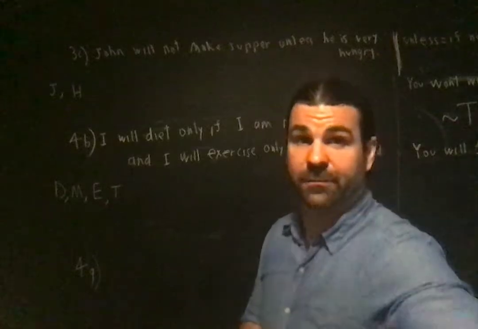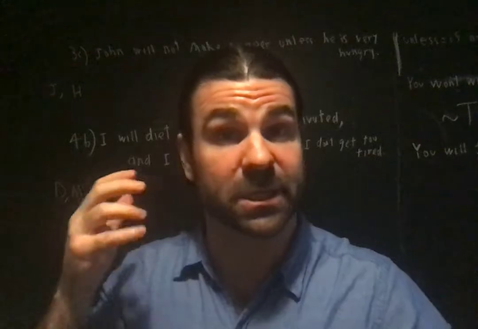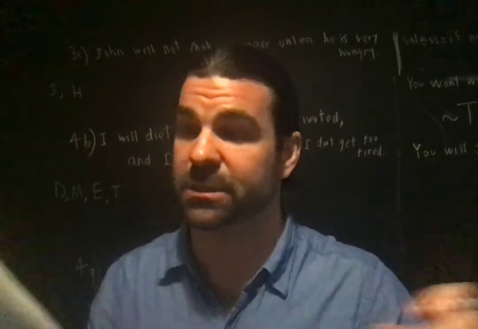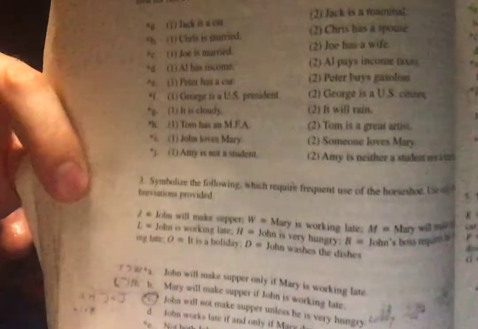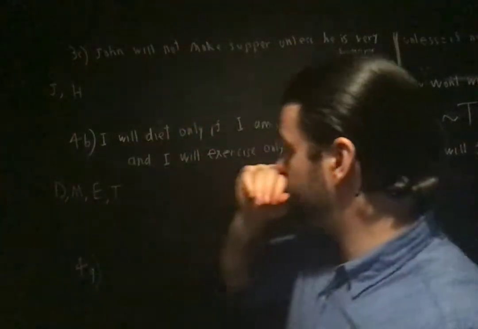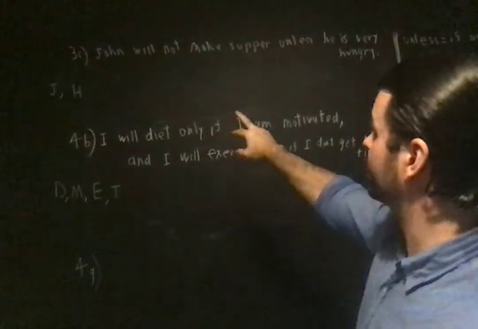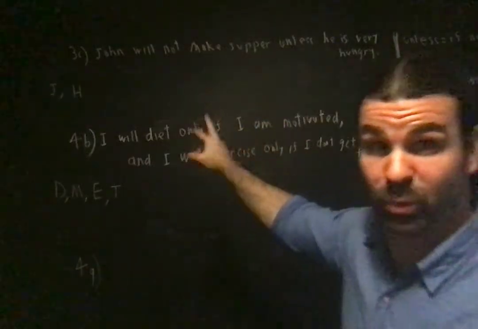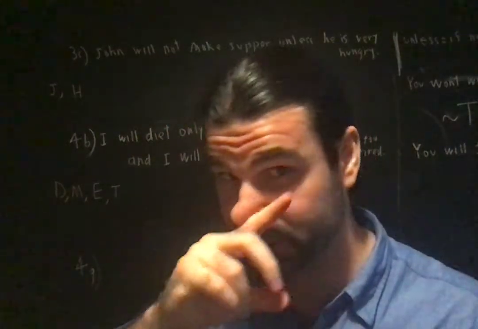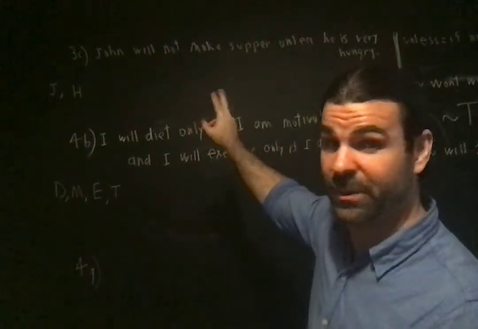Step 1, identify the simple components and abbreviate them, although here we already have our abbreviations given to us, right? So you'll see in these exercises, they already have the dictionary there. That's number 3. So the dictionary, you just follow that. It tells you what the simple components are. I've got J and H. J, as the dictionary gives us, is John will make supper. Do take note when you look at the dictionary, it's the positive thing. So the not is a logical word that's going to get a symbol.